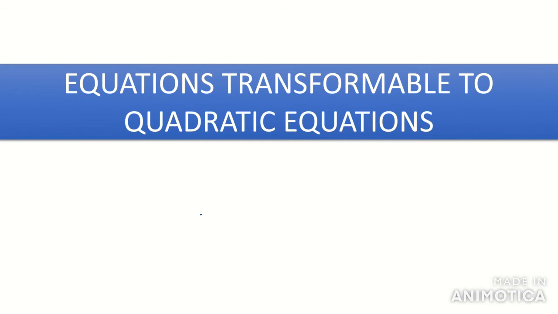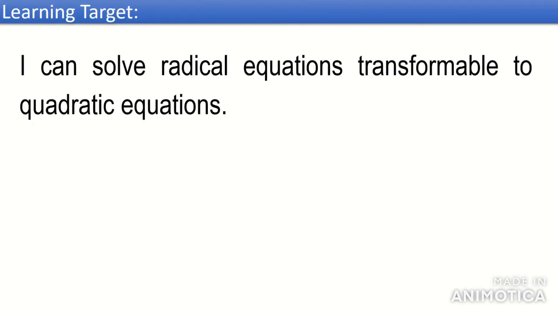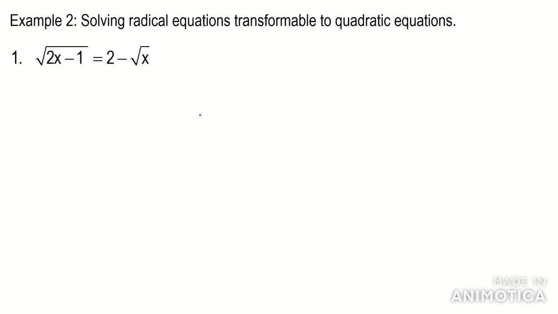Make sure to remember the skills review as we progress to our lesson on equations transformable to quadratic equations. And for this, we have the learning target. I can solve radical equations transformable to quadratic equations. Let's try item number 1 with square root of 2x minus 1 is equal to 2 minus square root of x. So how do we find the values of x here?